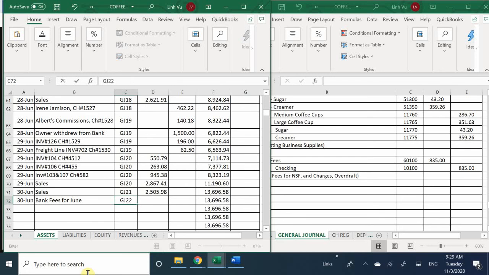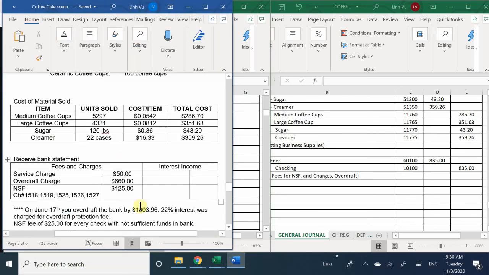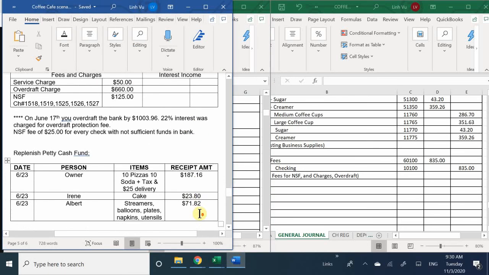General journal number 22. And how much am I going to credit my account for, bringing my account balance to be $12,861.58? Good. $12,861.58. All right. Good. Okay, so let's go ahead and see what has happened next.